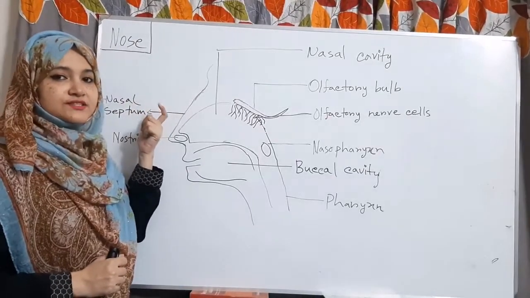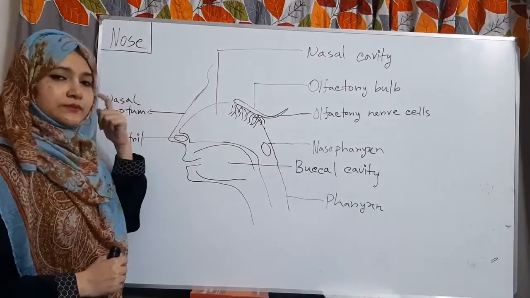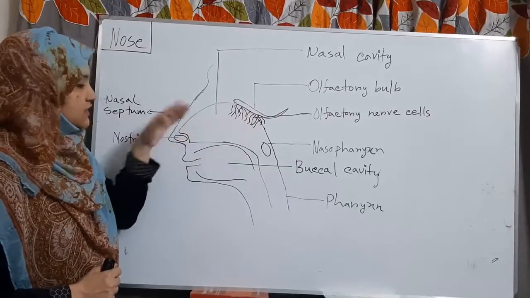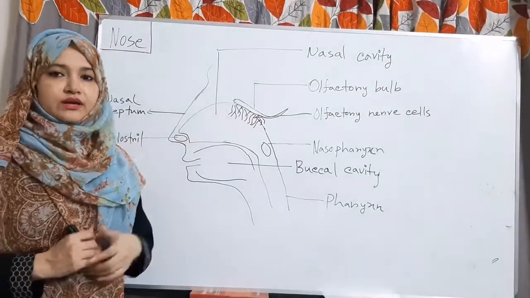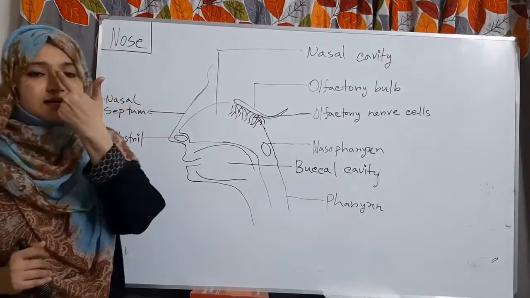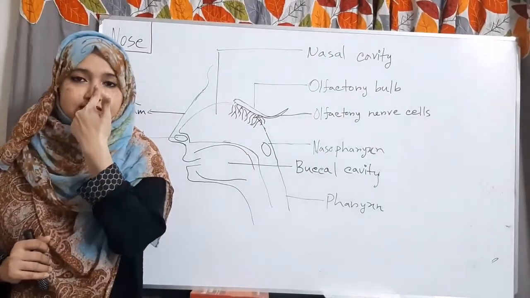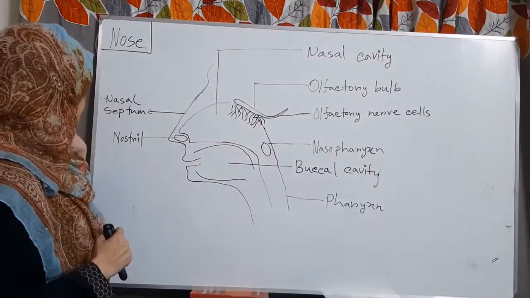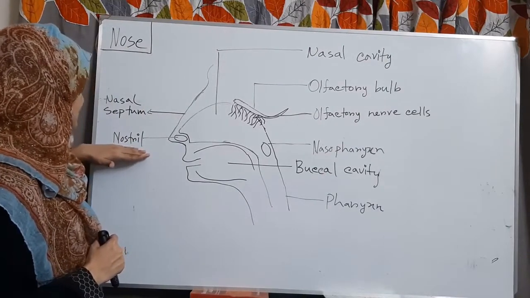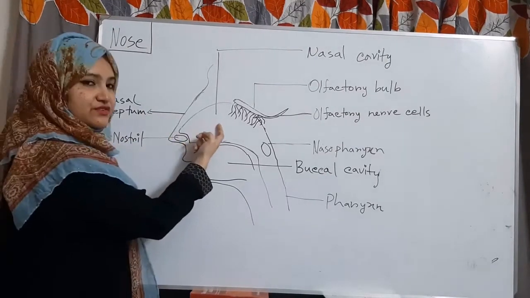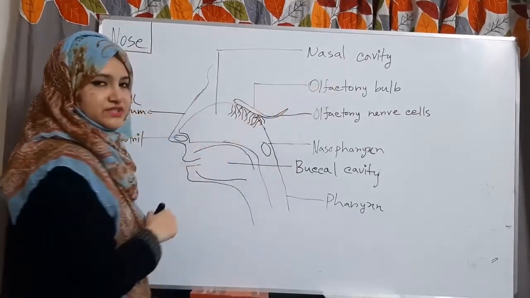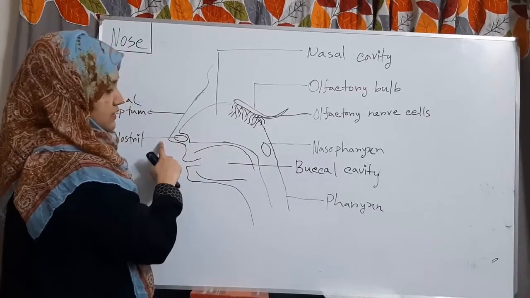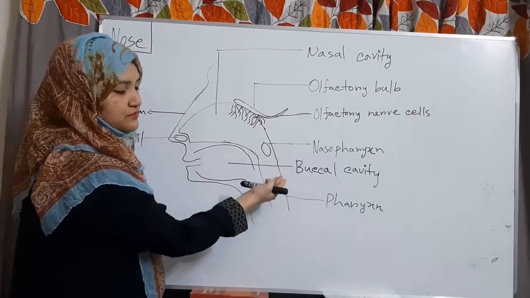The septum is a soft bone, cartilage, which separates the nostrils and the nasal cavity into two chambers. The nasal septum is made of soft cartilage. The first part is the nostril, and after that there is a cavity known as the nasal cavity, which extends from the nostril to the back of the throat, or pharynx.